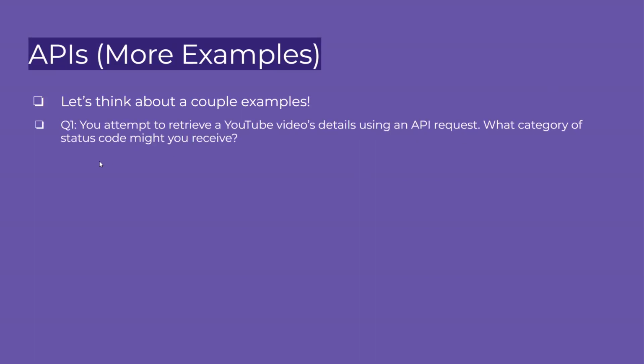All right, so what does everybody think about this? You attempt to retrieve a YouTube video's details using an API request. What category of status code might you receive? So roughly a range of status codes that we might receive based on what we have just seen with the different categories. I will also write in the chat. I'll share this in the chat just in case.